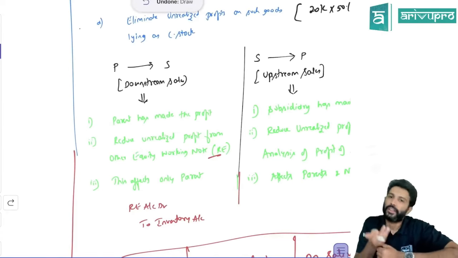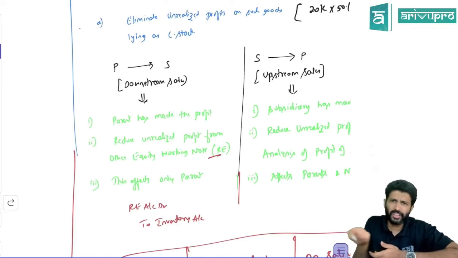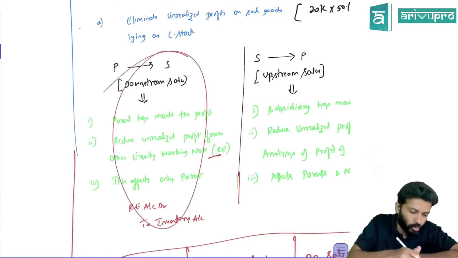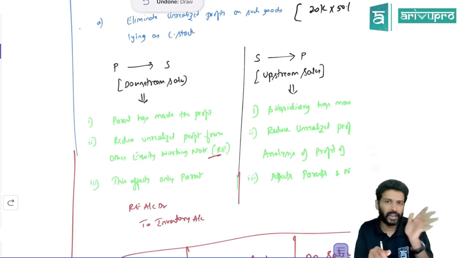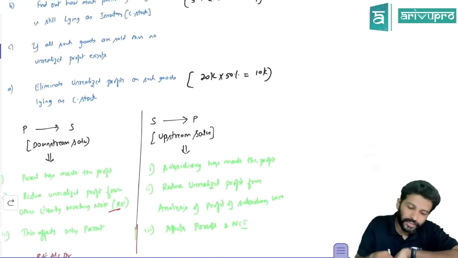It will not affect the NCI, because parent company made the profit. So this profit's share NCI will not get. So if parent has sold goods to subsidiary, it will come in your other equity working note under retained earnings. What if it's the other way around?